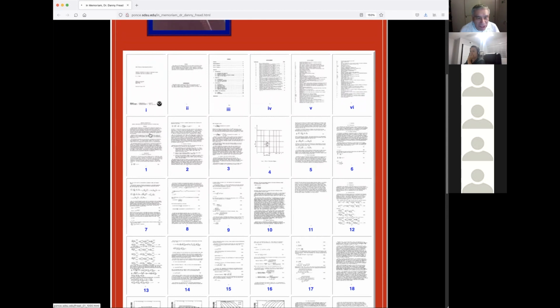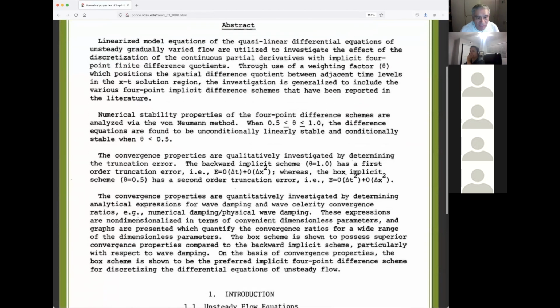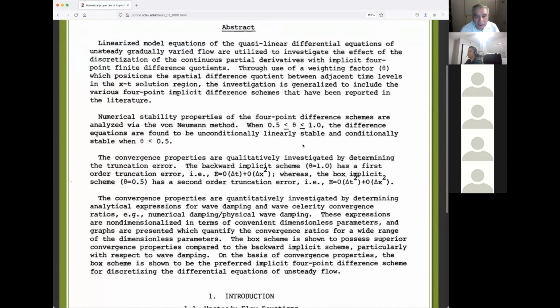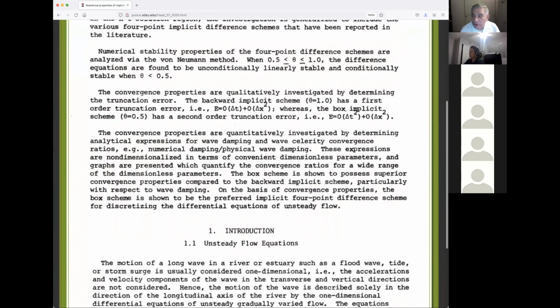But let me just say that in the abstract, he's talking about numerical stability. He's talking about the von Neumann method. He's talking about the thetas, the values of the thetas. I should mention to you as part of a history that one of the first concepts that I was ever faced with in numerical analysis was in the year 1973 when I ran into or discovered the theta, the weighting factor.